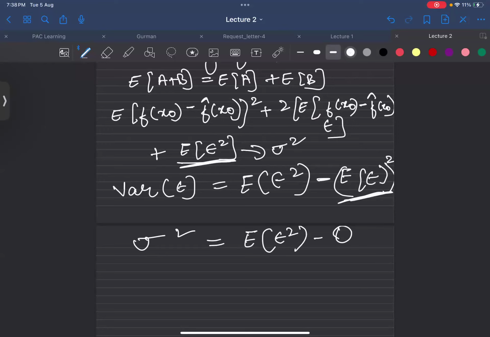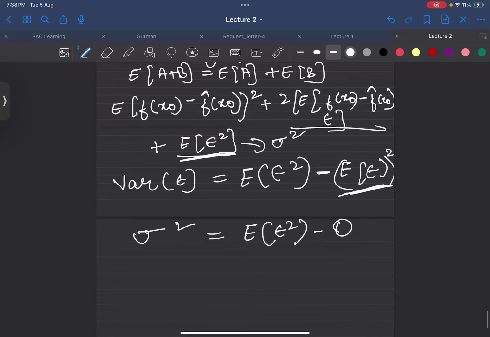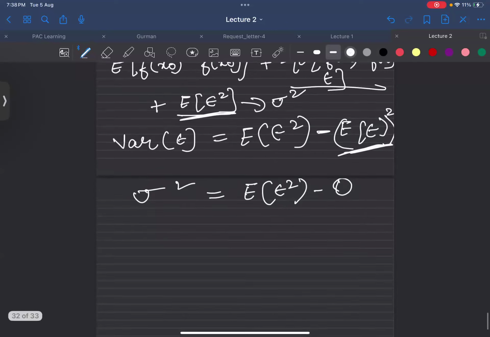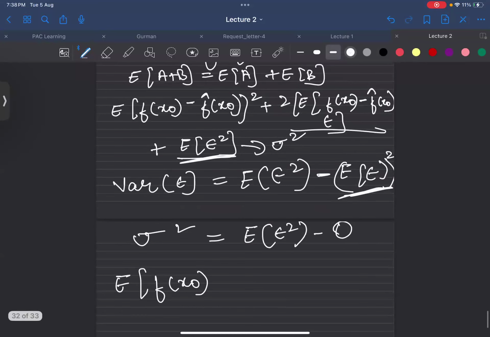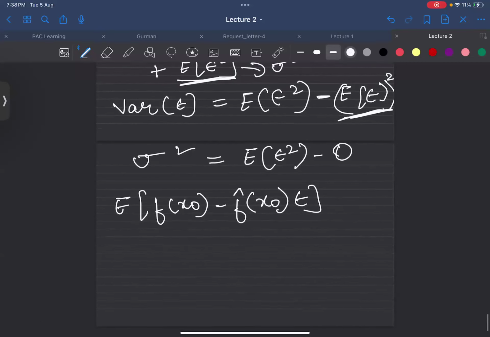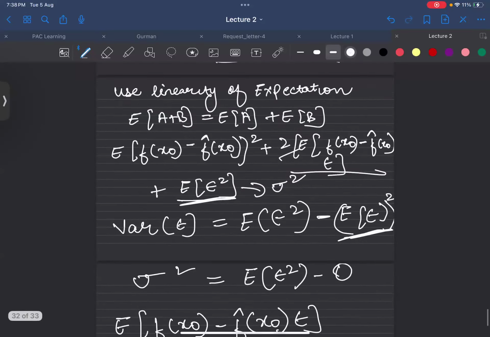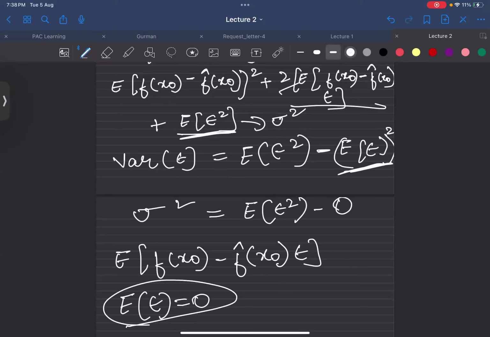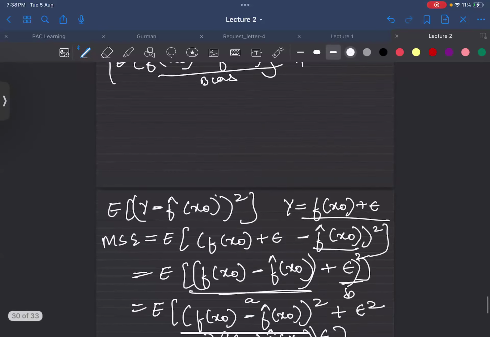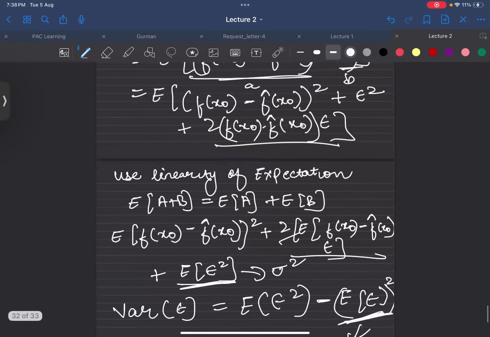Yes, ma'am. So now let's take the second term. What is it? Expectation of f x naught minus f bar x naught into epsilon. The 2, let's ignore that, I'll take it out. Ma'am, how did that become 0? Which one? Okay, we have already taken the assumption that expectation of epsilon is equal to 0. So expectation of epsilon is equal to 0, then its square is also equal to 0. Yes, here we have discussed. Yes, ma'am. Got it. Thank you.